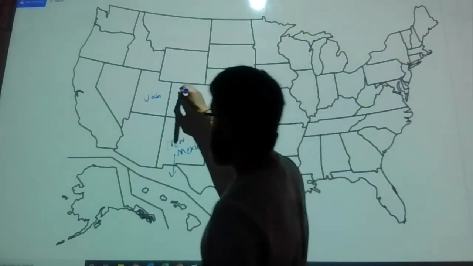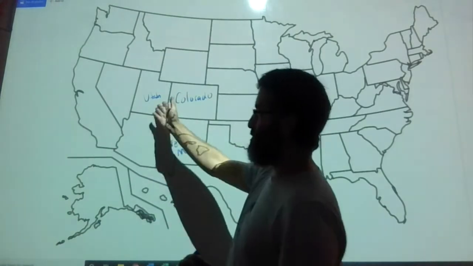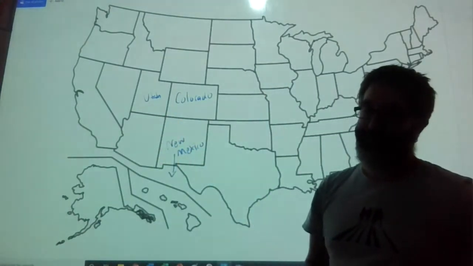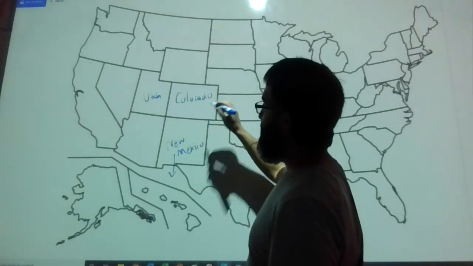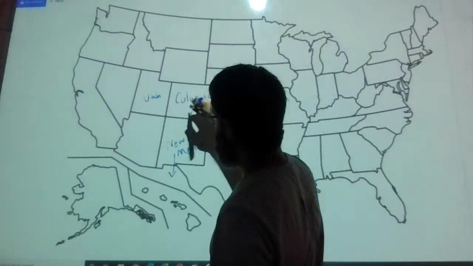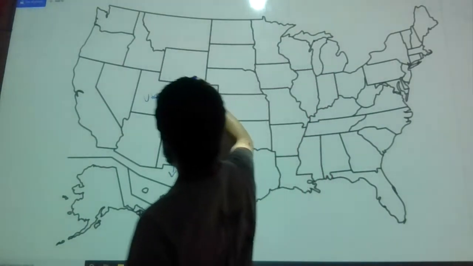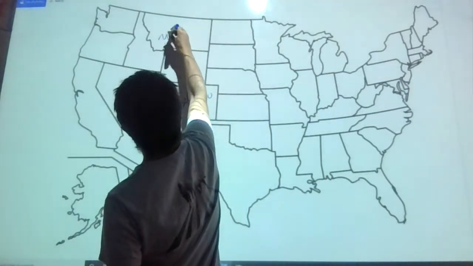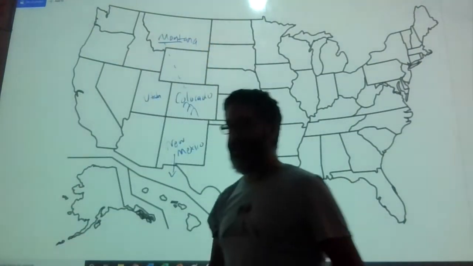This is Colorado, which is named for its red color, which is actually more prominent in places like Utah and Arizona. But the southern part of Colorado has some of that. Colorado has big mountains, right? The Rocky Mountains are there. Well, that extends up this way, up to Montana, right? Mountain, right? Montana.